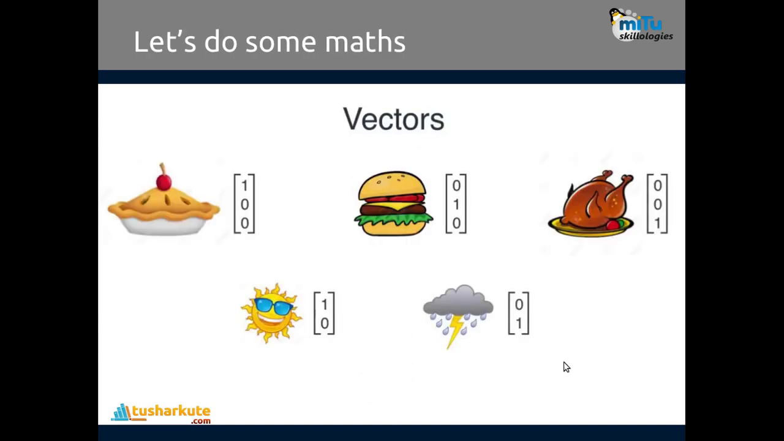Now a neural network assigns a vector array to the respective data elements. Consider I am expecting three outputs, so I create a vector of three elements. Apple pie will be represented by 100, burger will be represented by 010, and chicken will be represented by 001. So this vector will be assigned because three outputs are expected out of it.